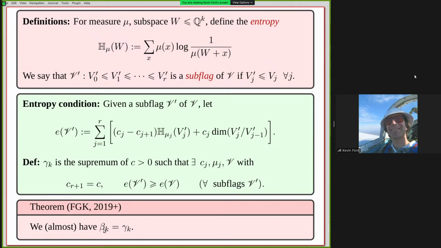Okay, so remember beta k was this constant where if we restrict our set script A to have integers in a certain interval, then we'll get k equal subset sums. And that corresponds to k close divisors.